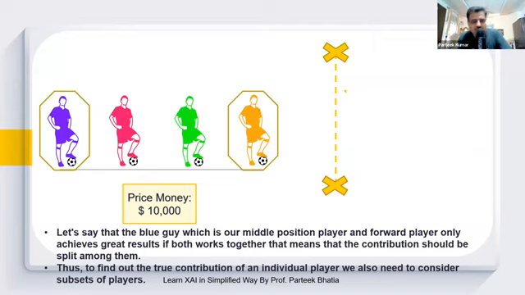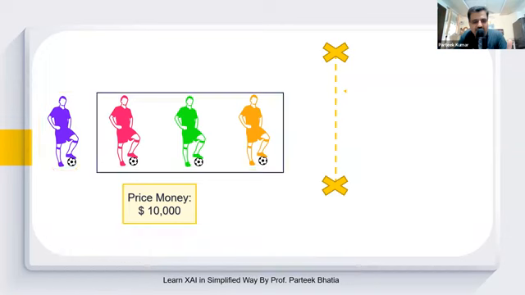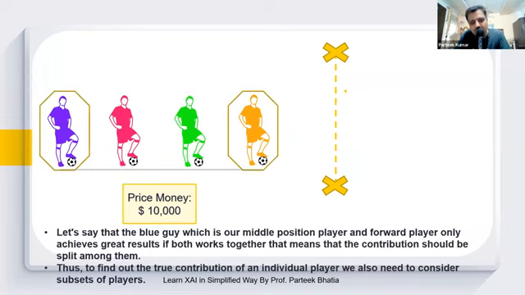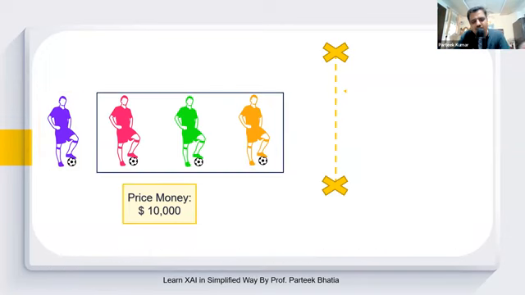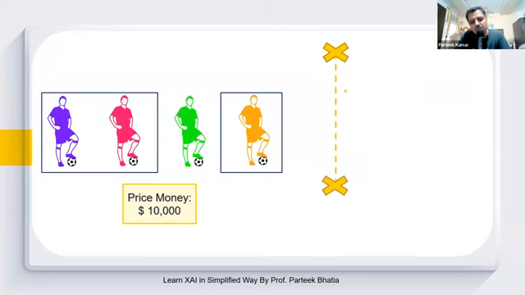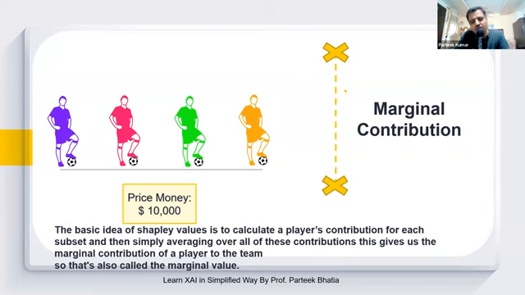So let's suppose both of these players are playing in the team, and both of these players are not playing in the team. In the same way, we have to check this for all possible combinations, and based on all possible combinations with and without, we can find out the marginal contribution of each player.